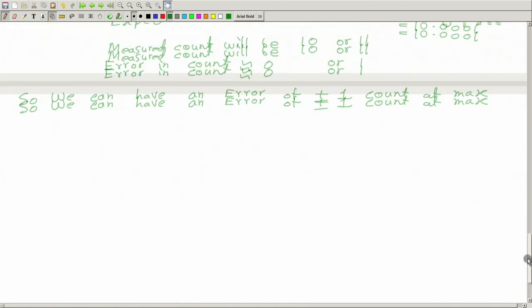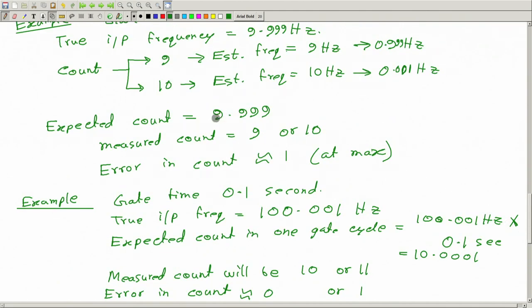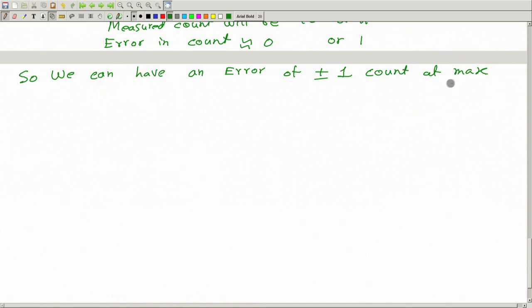Okay. In the previous two examples, in the second example, if the count comes out to be 11, this is a positive error. The measured value is more. 11 is greater than 10.001. And in the previous example, the expected value was 9.999, but if the value comes out to be 9, then it is a negative error. The measured value is less, by an amount of 1. So we can have either plus or minus 1 count at max.